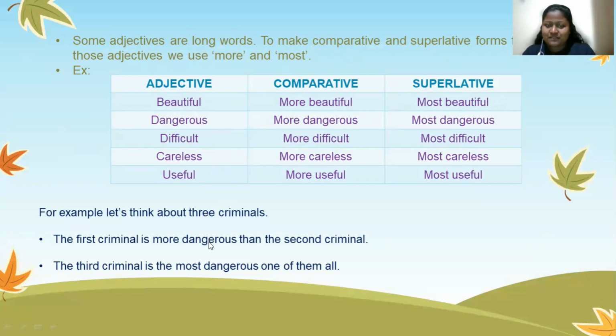According to the example, let's consider the second criminal being a thief. So a thief is more dangerous than a liar, than a fraud. A thief is more dangerous. And what about a murderer? A murderer. He is the most dangerous of them all.